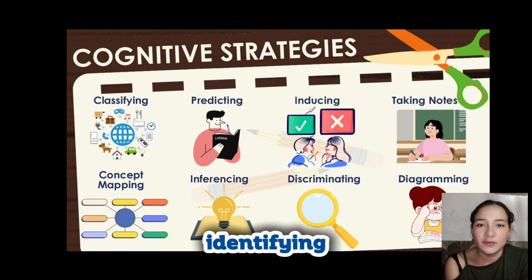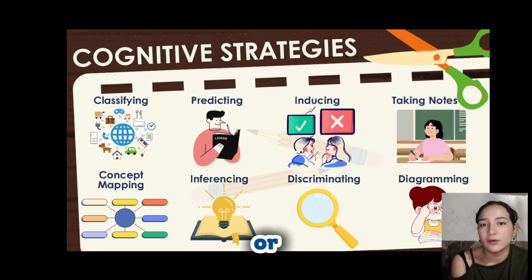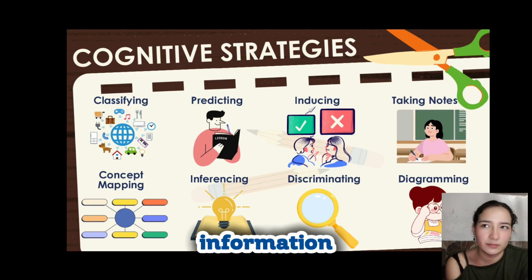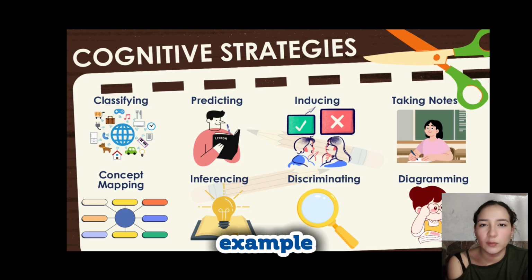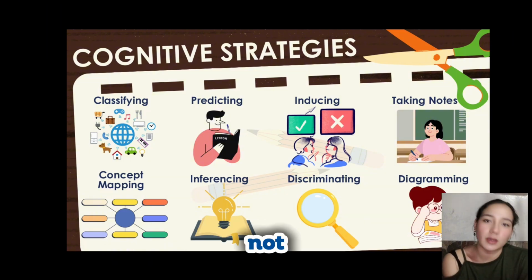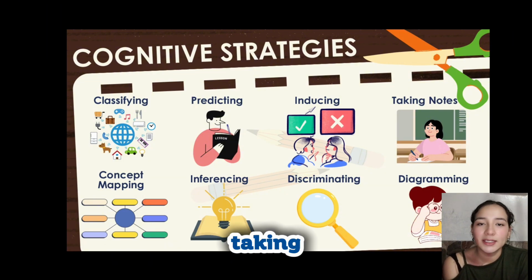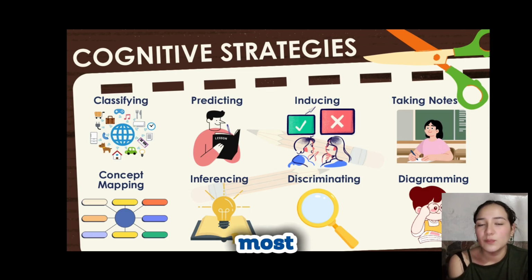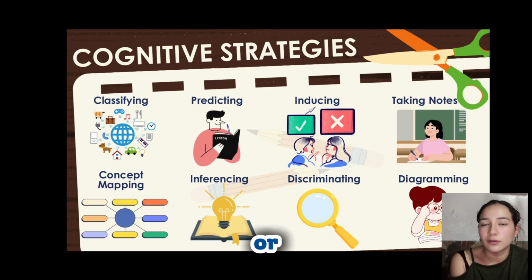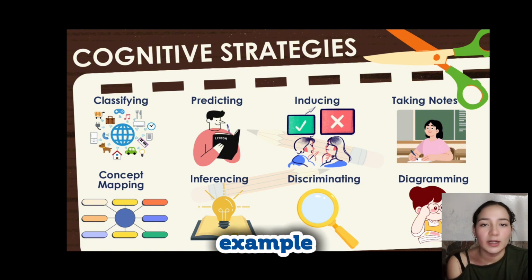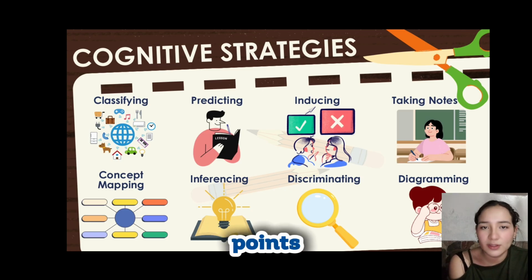Inducing, identifying patterns or regularities in information. For example, we can see what information is important about a topic and what information is not. Taking notes. Write the most important information in your own words to better understand it. For example, when the teacher explains the lesson, write the most important points on the topic in your notebook or in the book.